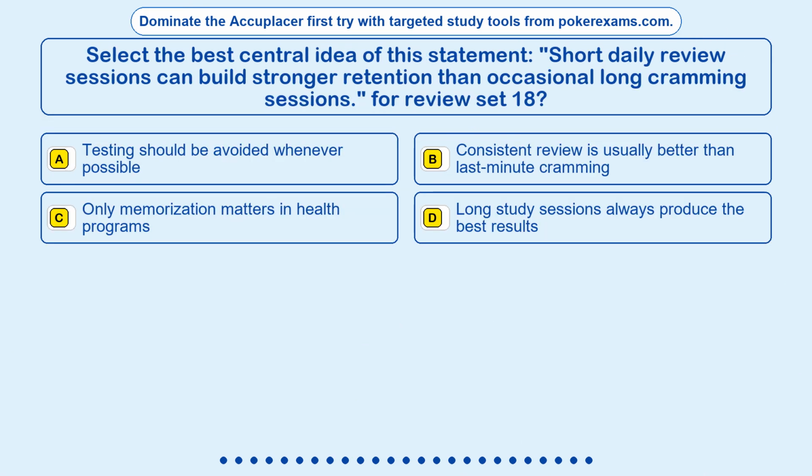Question 13. Select the best central idea of this statement. Short daily review sessions can build stronger retention than occasional long cramming sessions. For review set 18. Option A, testing should be avoided whenever possible. Option B, consistent review is usually better than last-minute cramming. Option C, only memorization matters in health programs. Option D, long study sessions always produce the best results.